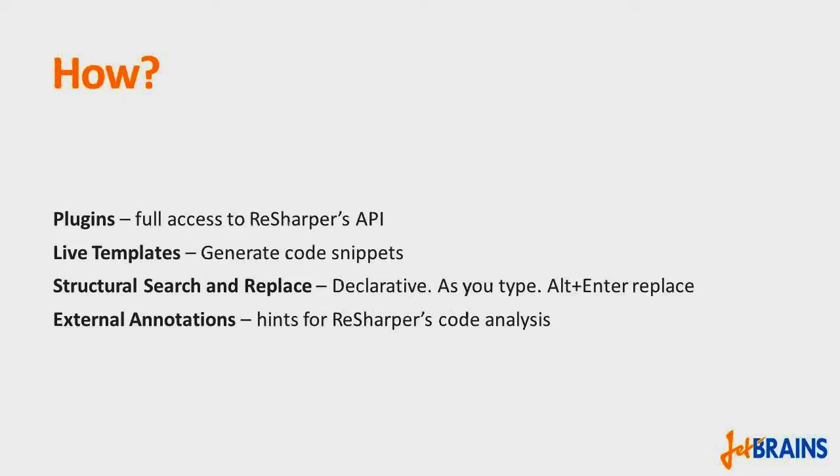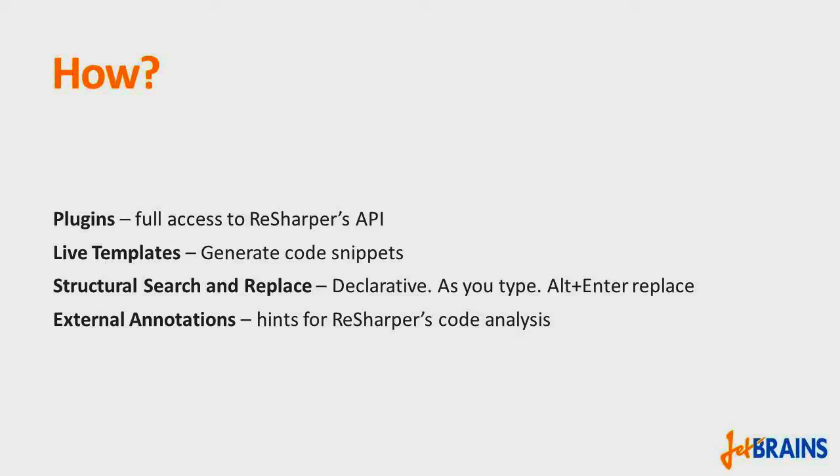So let's have a look quickly at how we can extend ReSharper, and there are four main ways really. There's a plugin, which is the golden item here. There's the big ticket item. A plugin is a DLL which has full access to ReSharper's API and can do effectively everything that ReSharper itself can do. Then you've got live templates, which is generating code snippets or creating new files or surrounding code. Generally, it's all about generating code.